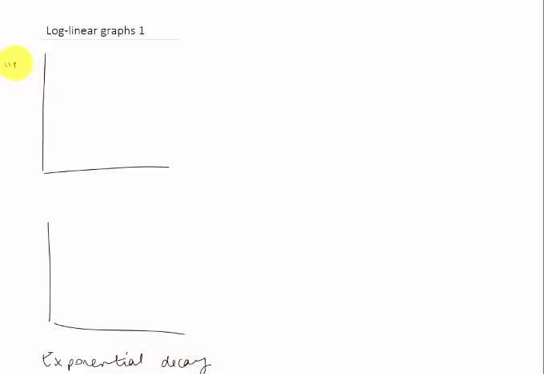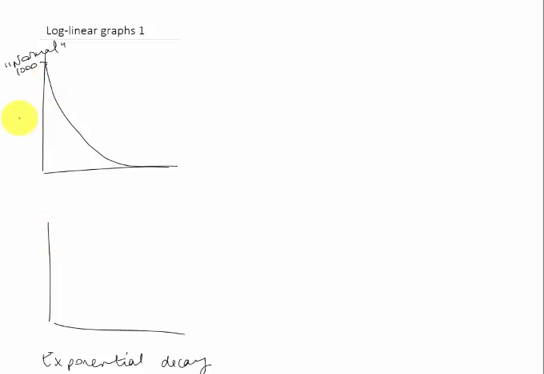So here's our normal graph. And let's say we've got something going down from 1,000 over time. The units aren't very important here. So if it's an exponential decay, then the graph will look like that.